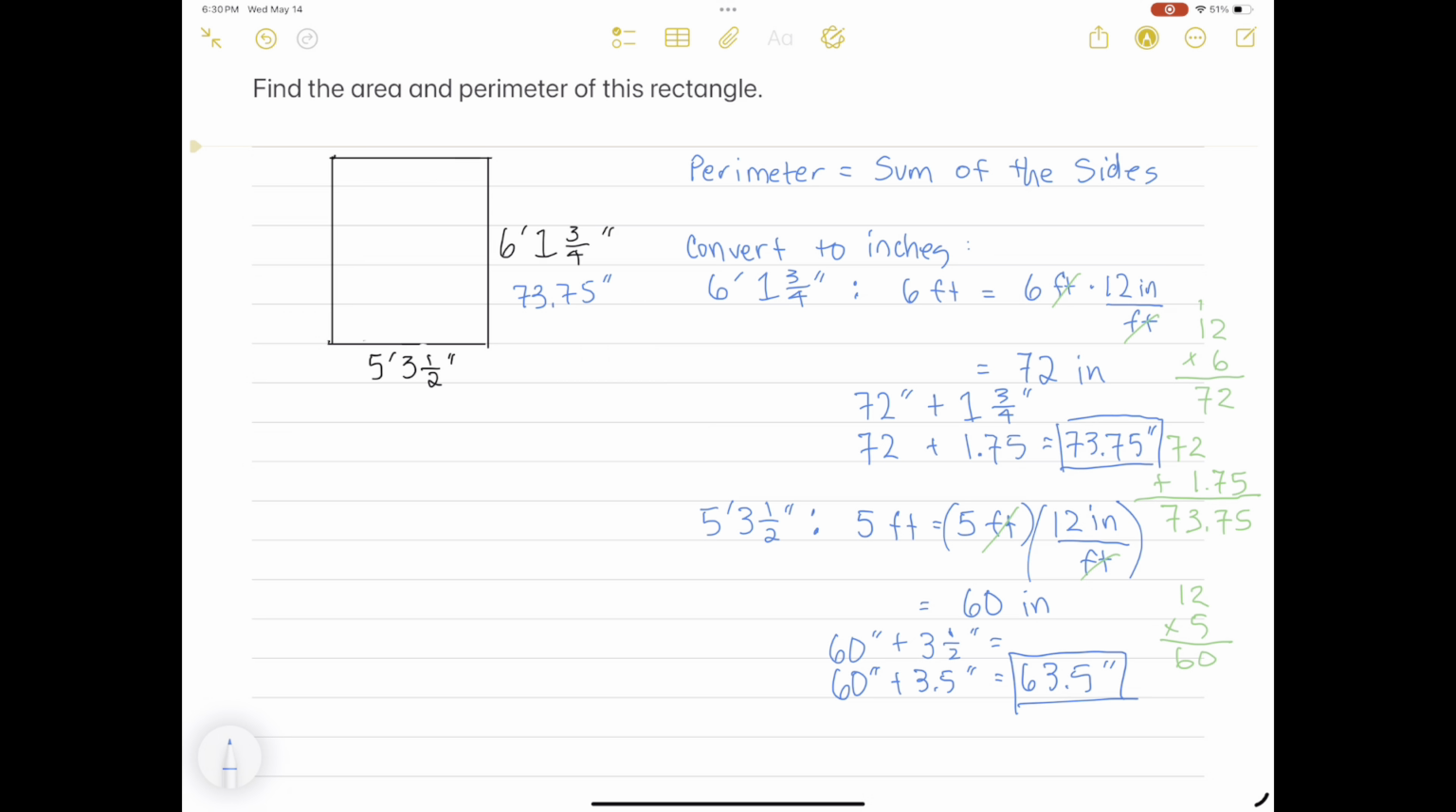So the length of the rectangle is 73.75 inches and the width is 63.5 inches. Both lengths are 73.75 inches and both widths are 63.5 inches. I label the rectangle with those figures. Now I'm ready to find the perimeter. So I write the equation. Perimeter equals 73.75 plus 73.75 plus 63.5 plus 63.5.